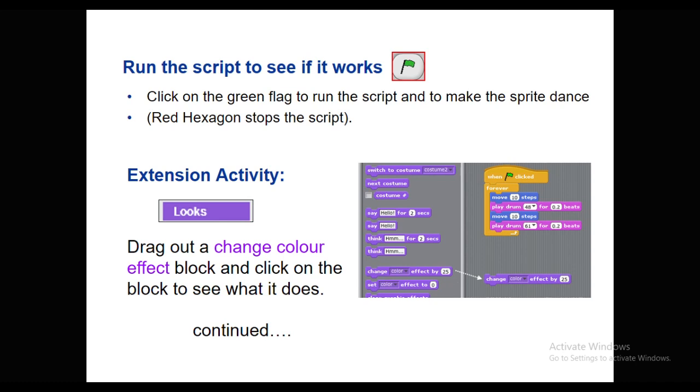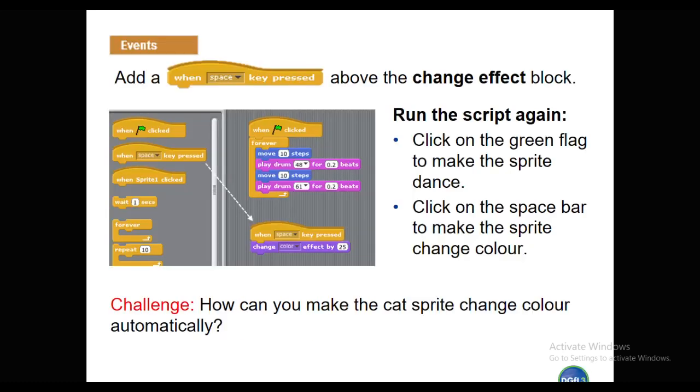Alright, so for an extension activity, what I would like you to do is have a look at the change colour block, click on the block and see what it does. As an extra challenge, you can go into the events area, and if you've got the colour effect, put when the space bar is pressed so that the colour will change. Okay, so as you can see from this here, add the when space key is pressed above the change effect block, run the script again, so in other words click on the green flag, click on the space bar and you'll see that the sprite will change colour.